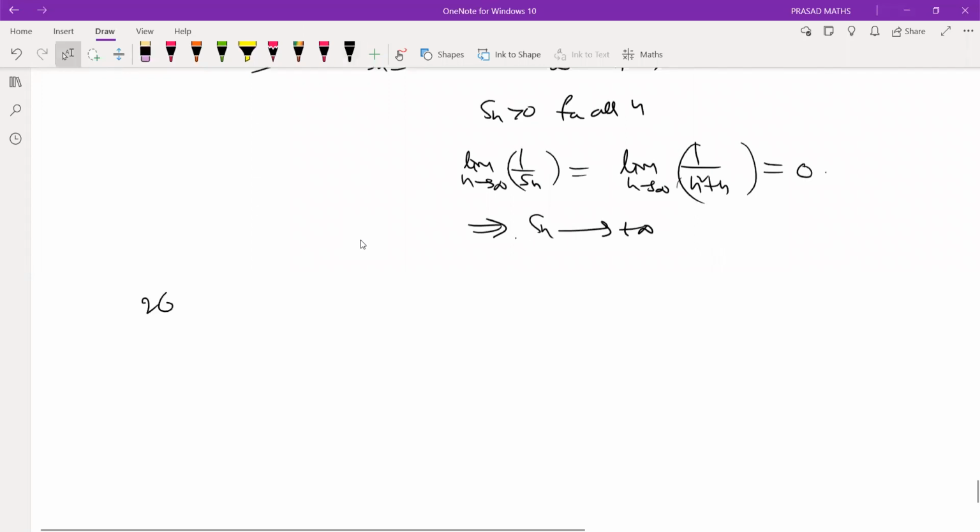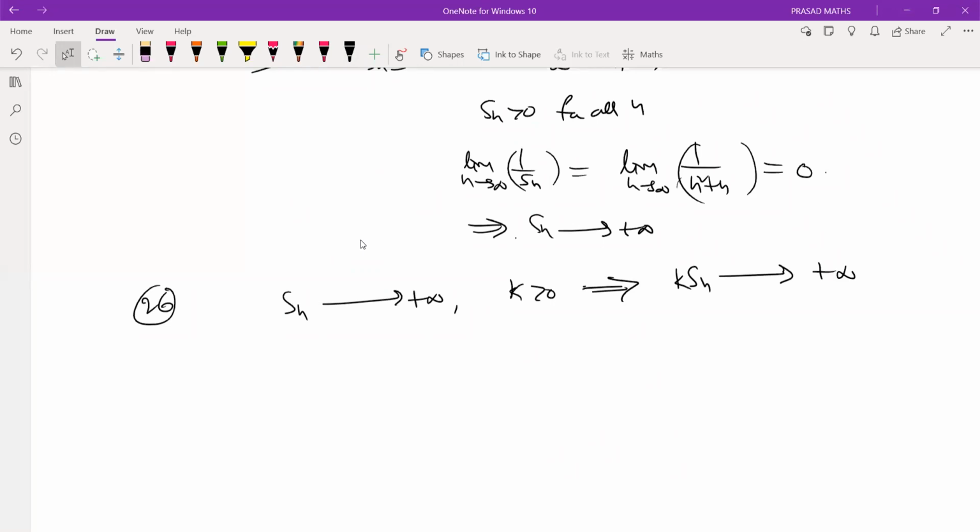If Sn diverges to plus infinity and k is a positive real number, then obviously k into Sn always diverges to plus infinity. Right? This is also straightforward, but the converse may not be true.